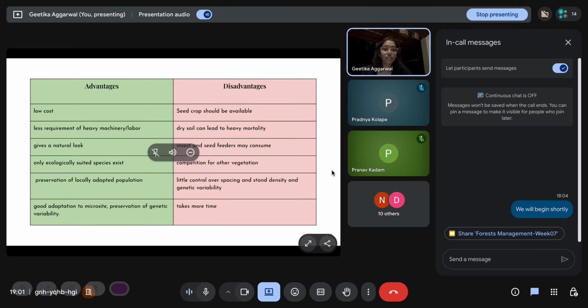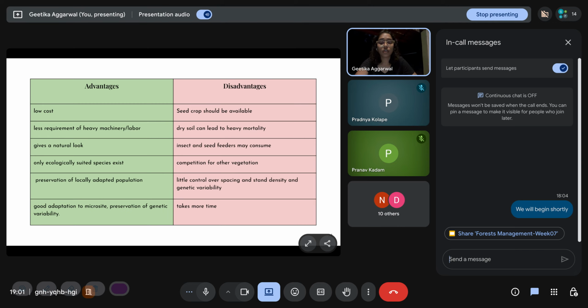Insects and seed feeders can consume a lot of these seeds, and then again, the regeneration will be hampered. Competition from other vegetation like weeds can again hamper the seedlings or saplings getting established. You don't have a lot of control over the stand spacing or density. It can become a clumped forest, a clumped stand, which you might not want. You might have wanted uniformly distributed trees. So you don't have control over all of these things.